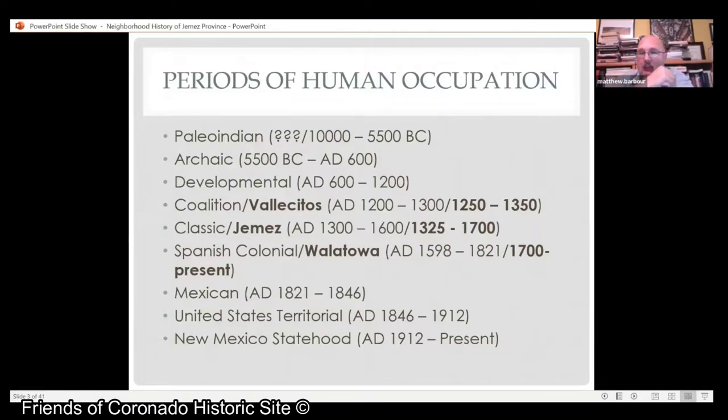You'll also notice that the Jemez phase actually includes both the classic period of New Mexico history and the first 100 years of the Spanish colonial period, which in Jemez terms includes the transitions of the arrival of missionaries and even the Pueblo Revolt, all considered part of the localized Jemez phase. And there's a reason for that. Those phases are tied to agriculture and pottery production for the most part.